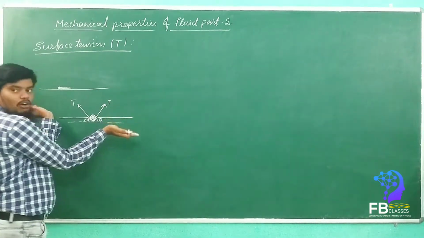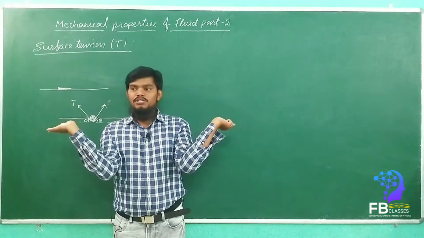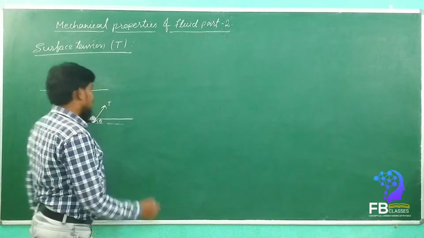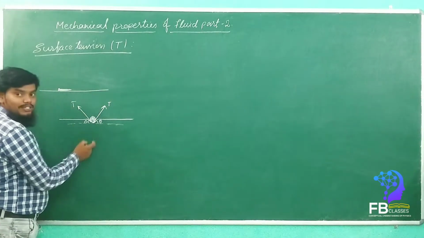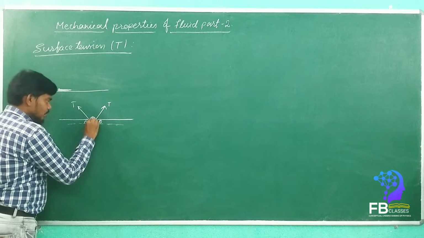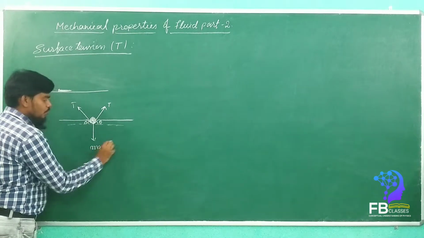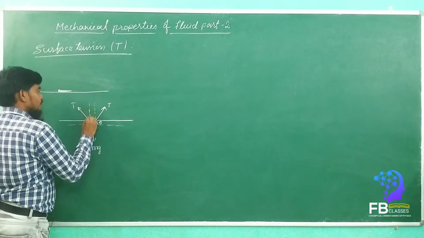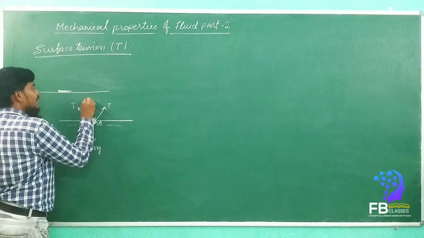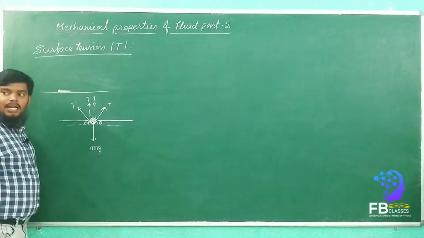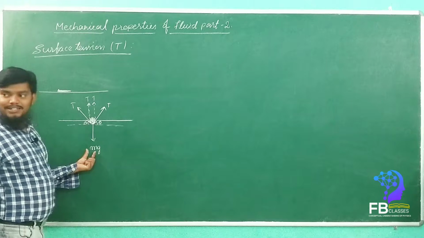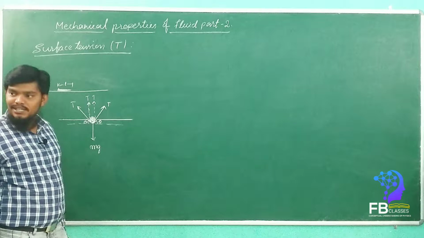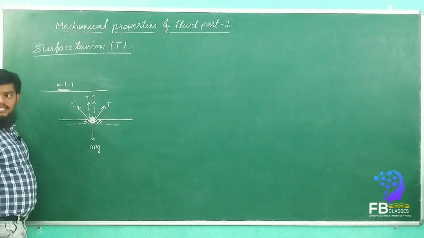See here, the horizontal components cancel out each other and the vertical components are added to each other. This surface tension is balanced by the mg of this needle. So this is mg. mg acts downwards, and the vertical components are added here and balanced by the mg. What is the length of this needle? Let the length of this needle be L. Then TL sin theta.